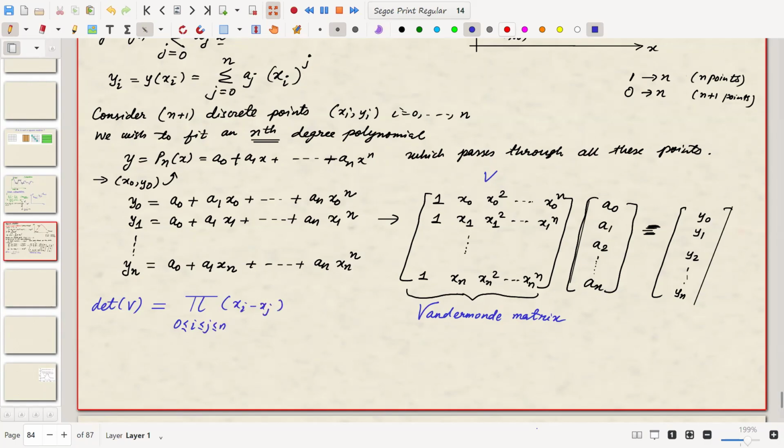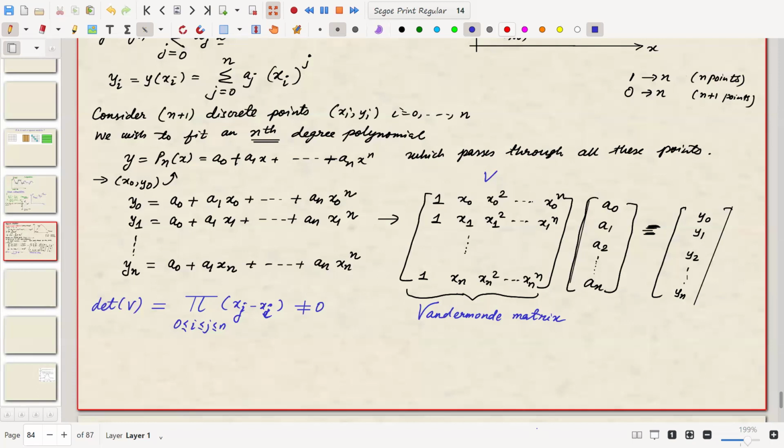So it should look something like this. Sorry, this is j, this is i, we have to follow the notation. It is the product of these xj minus xi. And this is not equal to 0. Can you understand why it cannot be 0, just by looking at this and using some common sense?